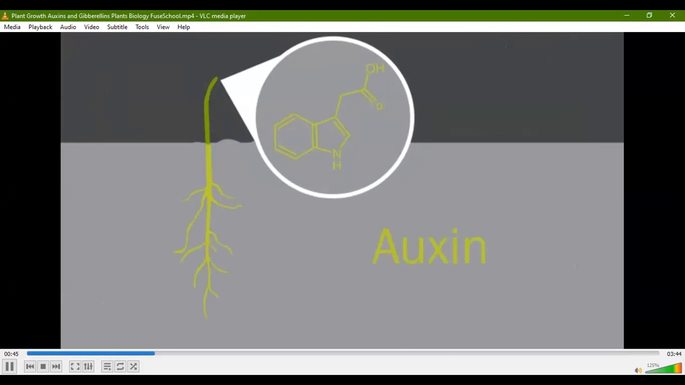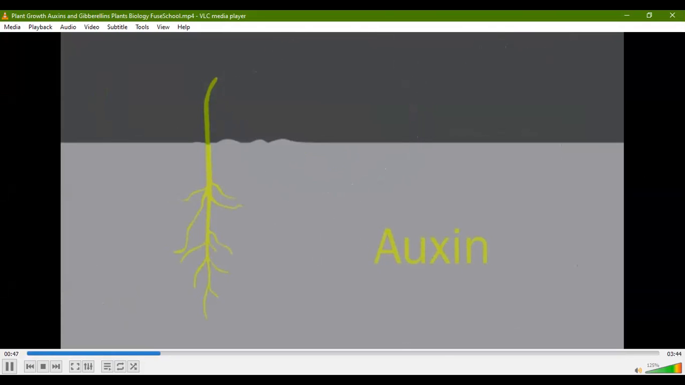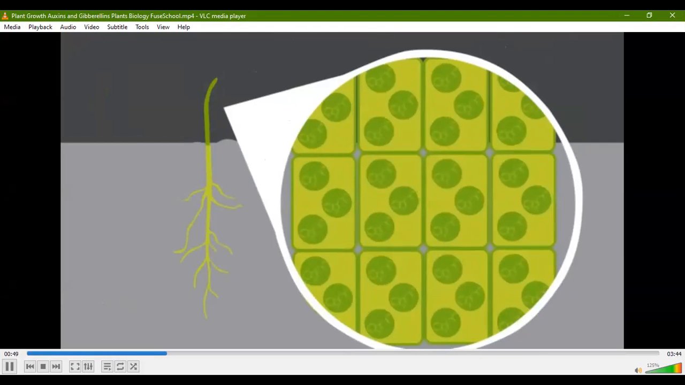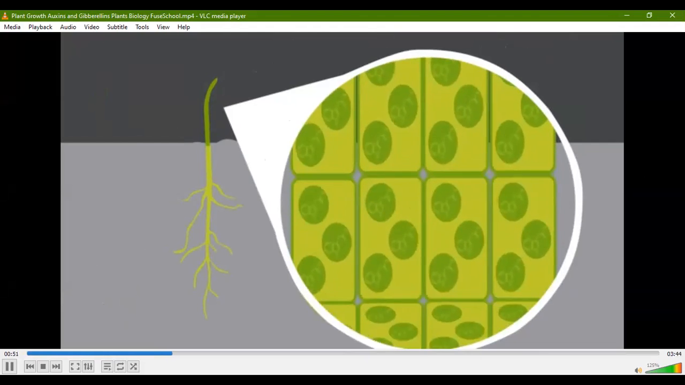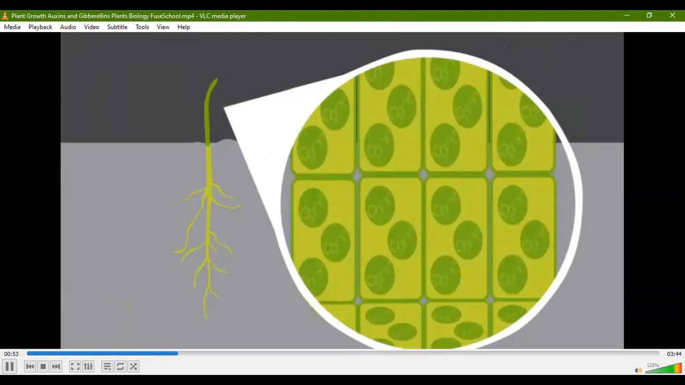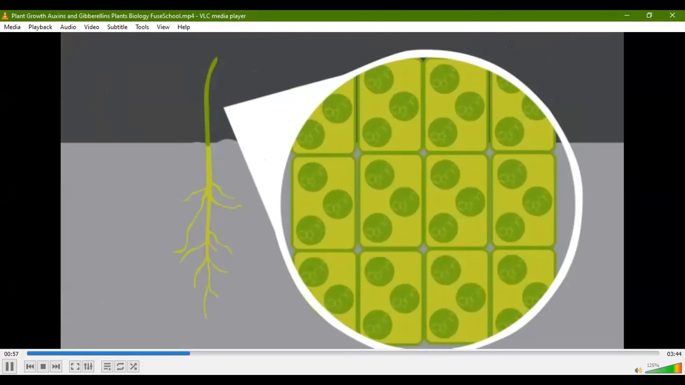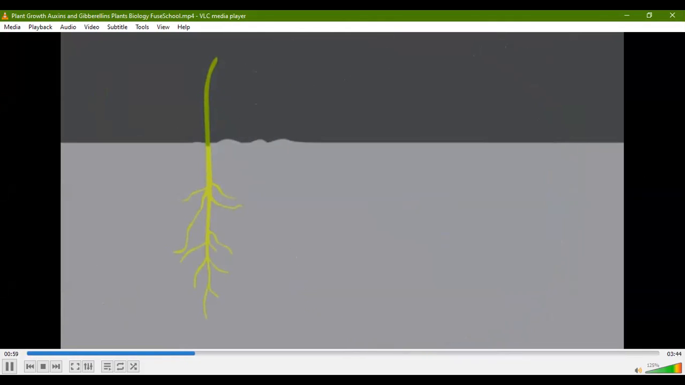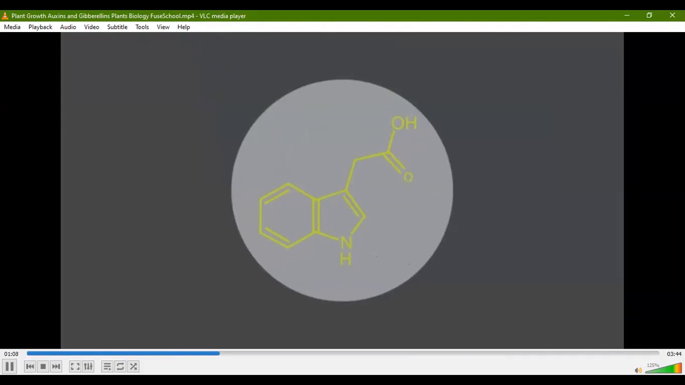Having been made in the tips of the stems and roots, auxin is moved in solution by diffusion to older parts of the plant. In the stem, the auxin causes the cells to change in elasticity. More elastic cells absorb more water and can grow longer. Strangely though, stems and roots respond differently to high concentrations of auxin. Whilst the stem cells grow more, the root cells actually grow less. So auxins make plants grow.